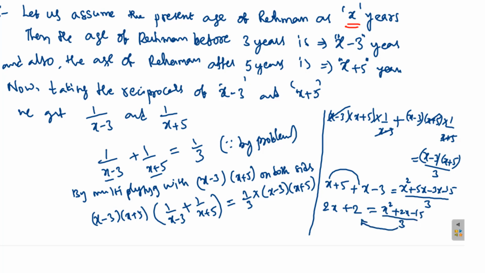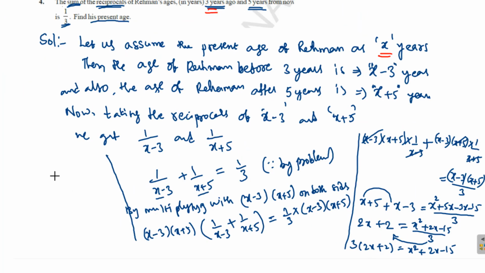Now let's transpose this 3 to the left hand side. By transposing it becomes multiplication. So we get 3 into 2x plus 2 equals x square plus 2x minus 15. And let us simplify this left hand side. If we multiply 3 to the terms inside the bracket, we get 3 into 2x equals 6x plus 3 into 2, 6, which equals x square plus 2x minus 15.